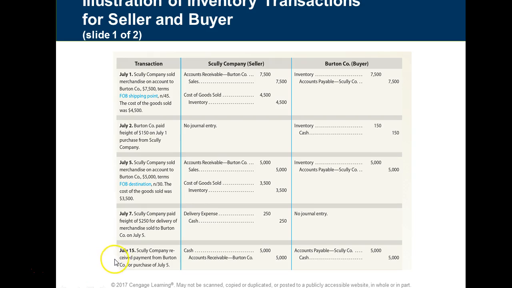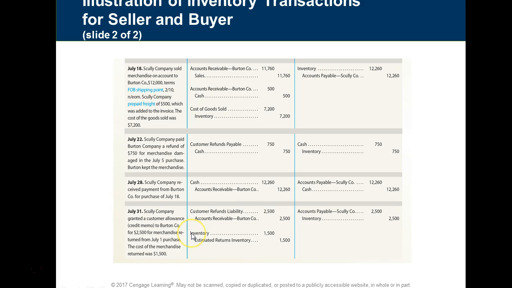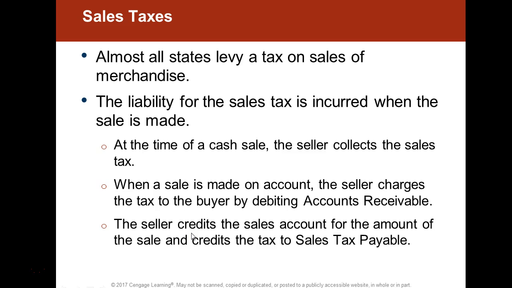And finally, on the 15th of July, Scully received payment from Barton for the purchase made on July 5th. Now looking at our July 5th, we have a receivable of $5,000, sales of $5,000, and cash $5,000, and accounts receivable credit of $5,000. On Barton's side, we're going to remove the payable from our books. $5,000 is a debit, and we're going to reduce our cash. Very typical entries from buyer to seller.